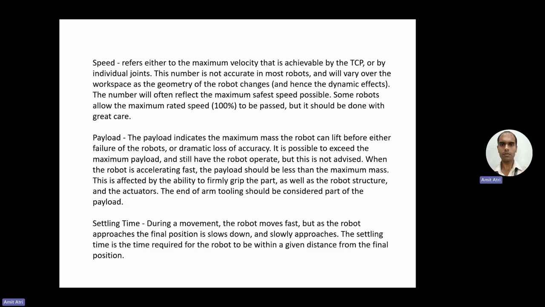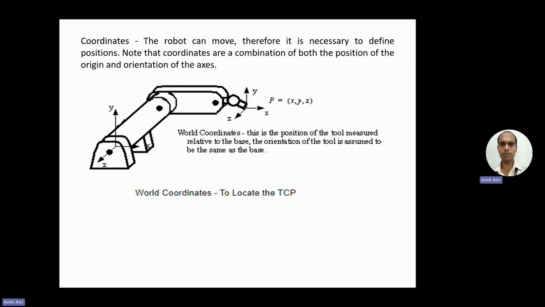Then settling time. During a movement, the robot moves fast, but as the robot approaches the final position, it slows down. This thing we also observe in the programming. Between the endpoints, the movement is fast, and near the endpoint, the movement is slow. The settling time is the time required for the robot to be within a given distance from the final position.